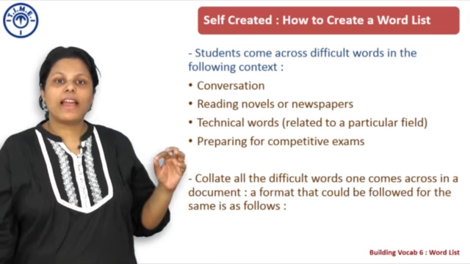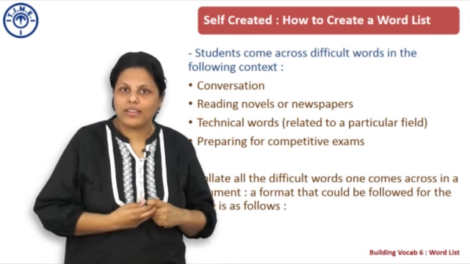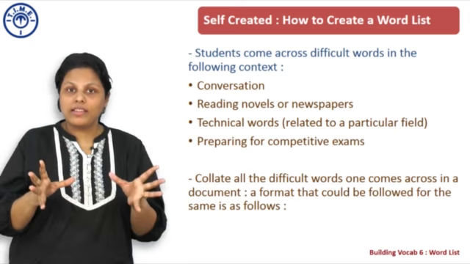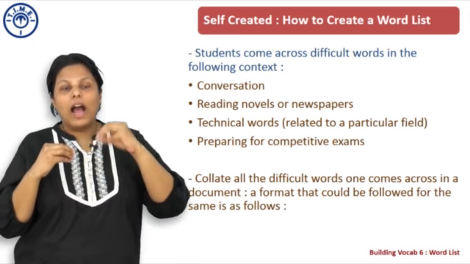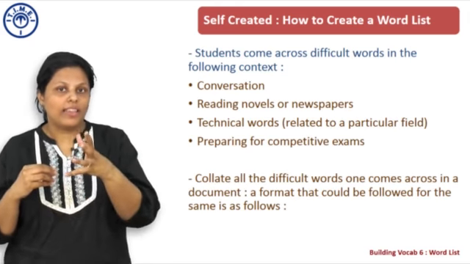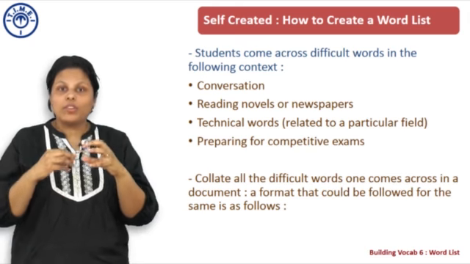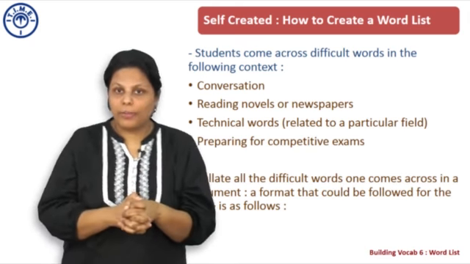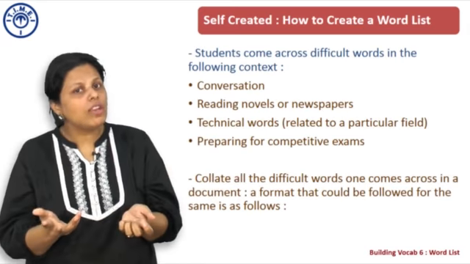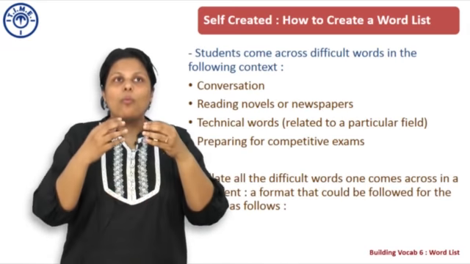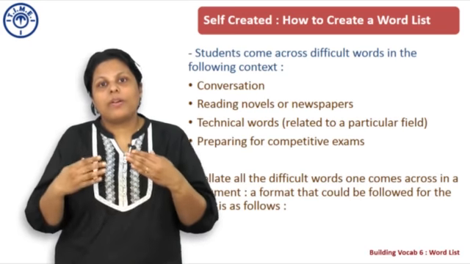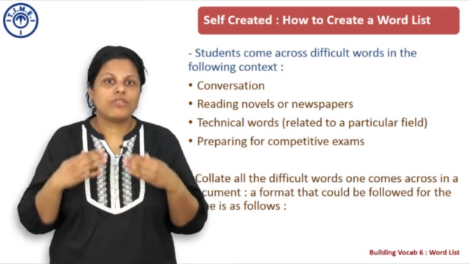Now let's look at the first category. How can I create a word list? Is there any particular format we can have? Why should I create it? Now, how do you go about creating a word list? Let's look at that element. For a student, let's say a person who uses the English language on a regular basis, or a person who does not even use English on a regular basis, where does a person come across difficult words? Or where does a person come across words that he or she does not know?